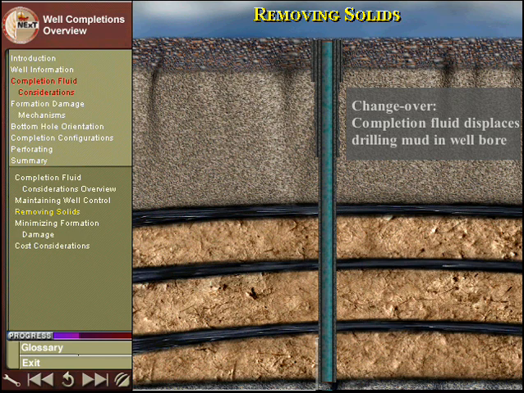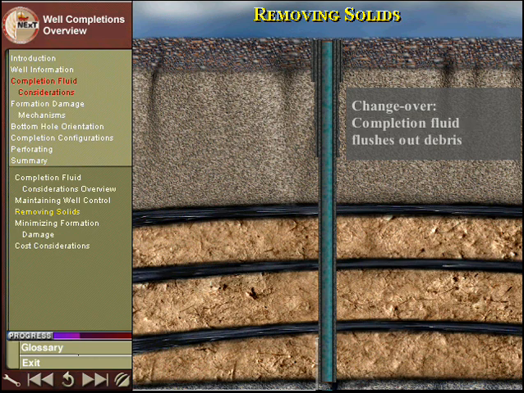Changeover is the specific circulation procedure where completion fluid displaces drilling mud in the wellbore. Changeover operations begin after the wellbore is drilled to the target depth and the casing is run, if not an open hole completion, and before perforating occurs.